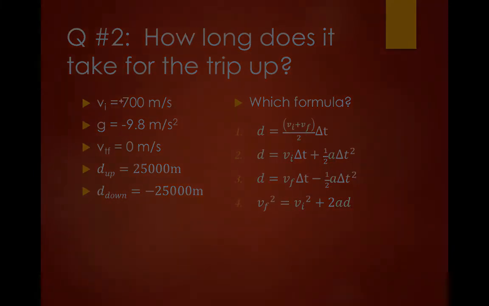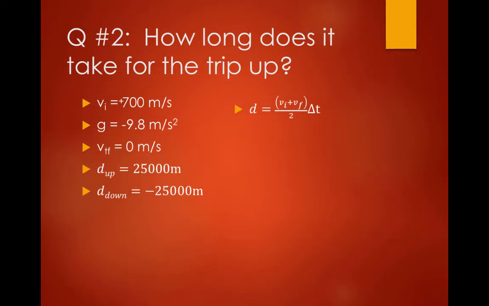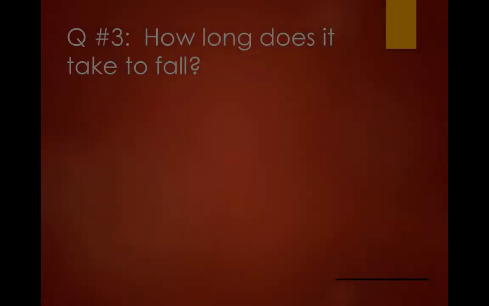Let's try equation number 1. D equals Vi plus Vf over 2 times delta t. Sub in d, Vi, and Vf. Isolate for t time up, which is 25,000 divided by 350. The time required to travel up to a distance of 25,000 meters with an initial velocity of 700 meters per second is 71.43 seconds.